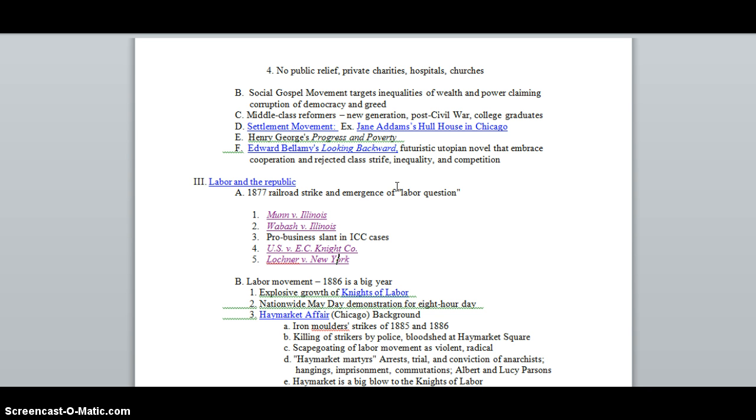So speaking of collectivism and a classless society and righting wrongs that have been formed by labor, we have the emergence of labor unions and several important court cases that deal with the labor question. You can see that there are links to all of these cases, and these are also identifications, but we have Munn versus Illinois and Wabash versus Illinois that specifically deal with the railroads. And then we have U.S. versus E.C. Knight Company and Lochner versus New York. I'm just going to highlight one of these right now.